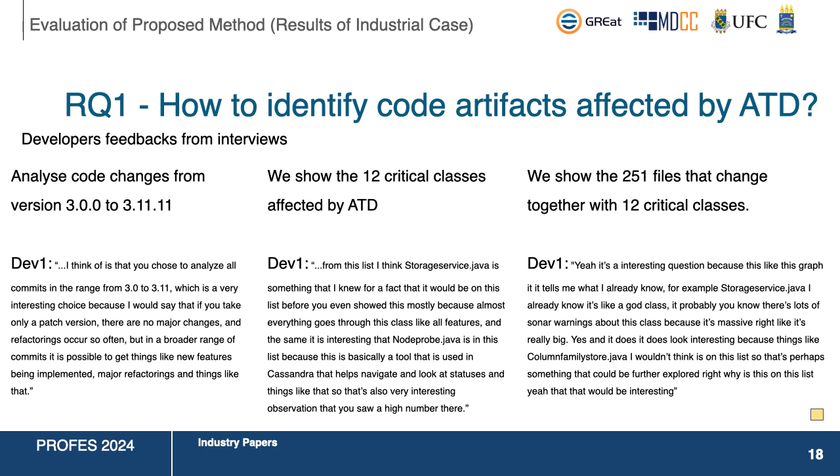As we can see in this slide, we can check developers' feedback from the interviews. For example, you can see that the developers interviewed agreed with the range of commits. Also, they agreed with the 12 critical files selected. And finally, related to this RQ1, all the developers interviewed agreed with the 251 files impacted by critical files.